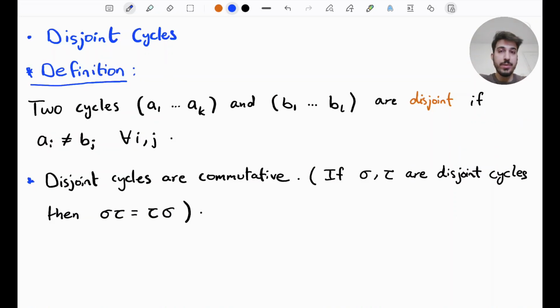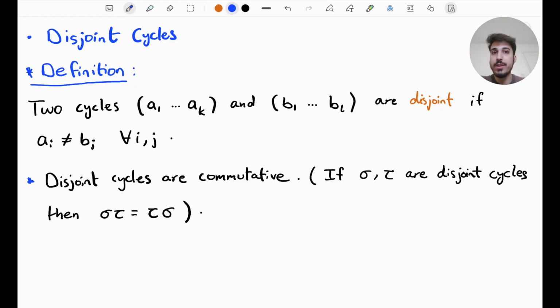Now that we have introduced cycles, I will be going into what a disjoint cycle is, and then I'll be explaining why it is important to decompose our permutation into disjoint cycles. So, starting with the definition of disjoint cycles, we say that two cycles A1 to Ak and B1 to Bl are disjoint if Ai is not equal to Bj for all i and j.